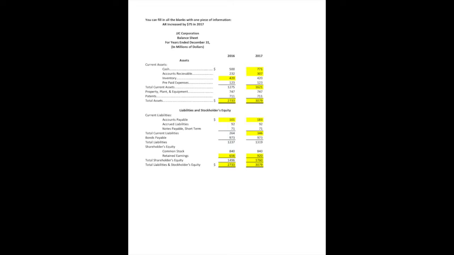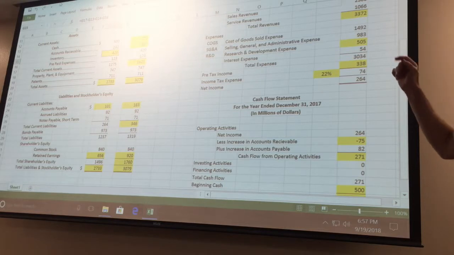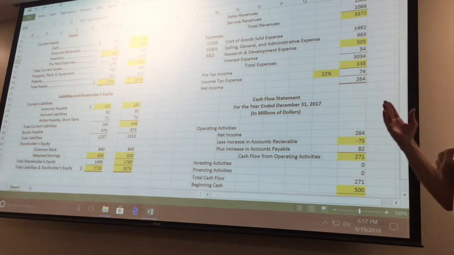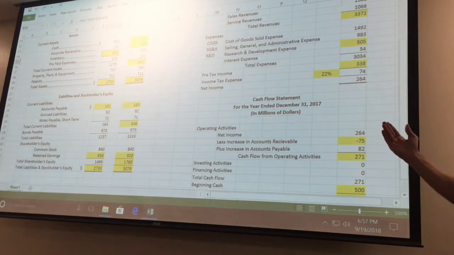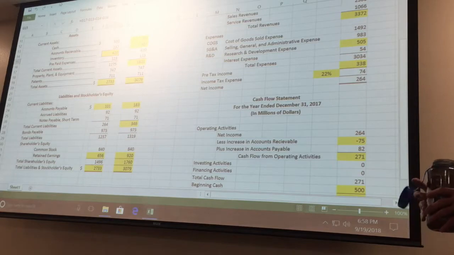Right. Then we can take that 1621 and the other two numbers there, the 747 and the 711, and we know that the total assets are now 3079. Down below, accounts payable goes from 101 to 183 because accounts payable went up by 82. Now we have those three numbers, and we can add those up to get the total current liability, so we get 346. Add that to our bond, and we get 1319, right?